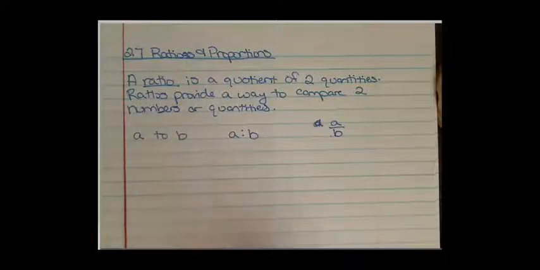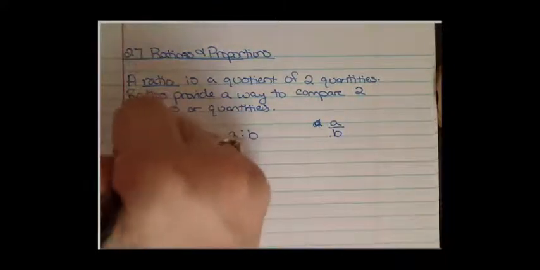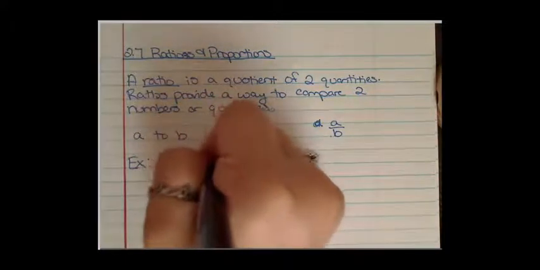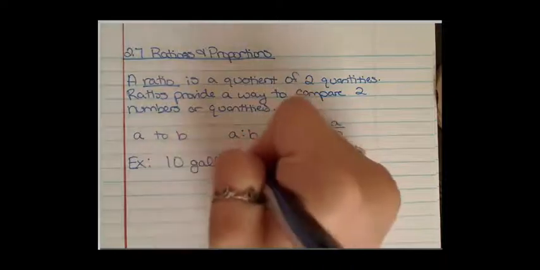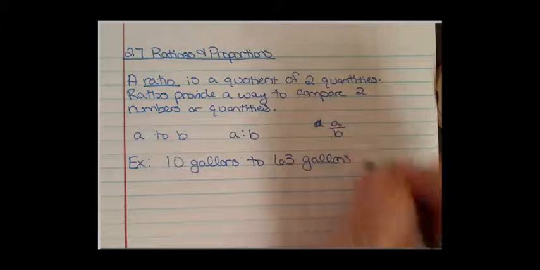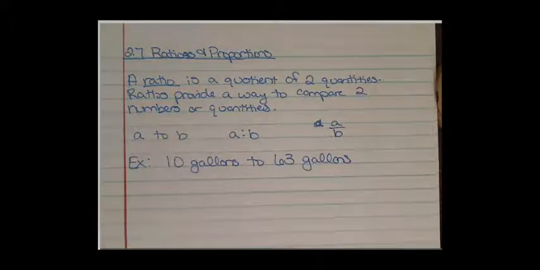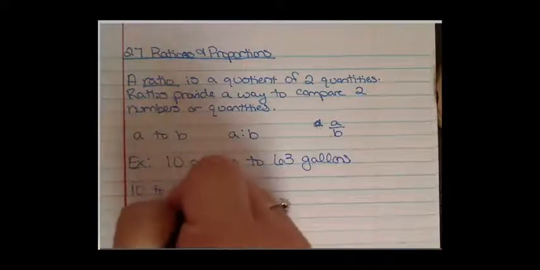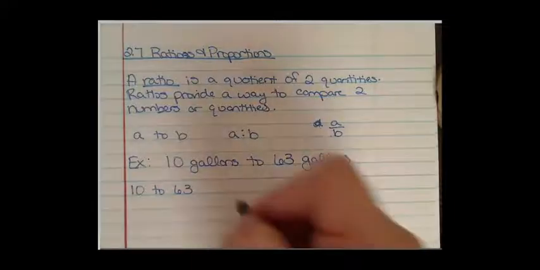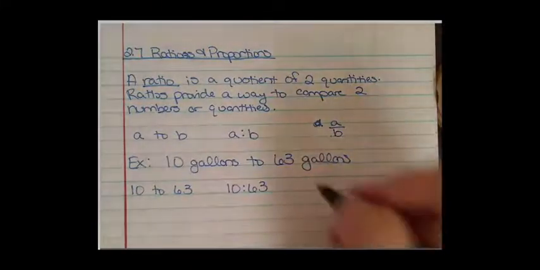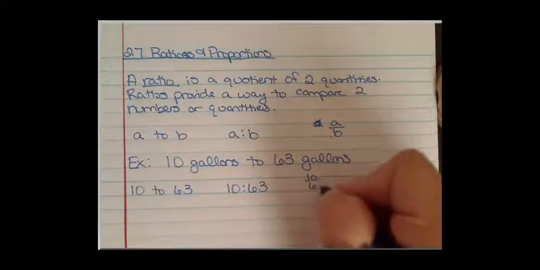Okay, so here's an example. This example is straight off of your homework. We have 10 gallons to 63 gallons. We need to write this as a ratio. You could actually write it three different ways: 10 to 63, 10:63, or 10 over 63.